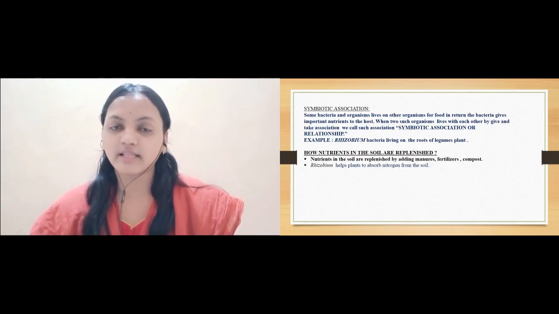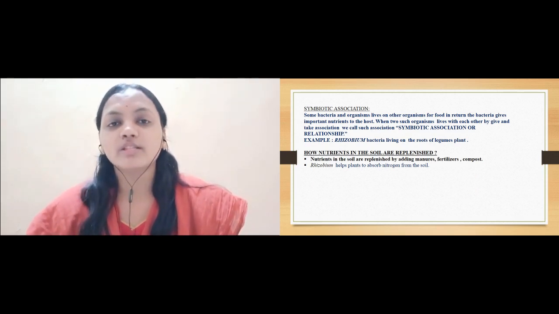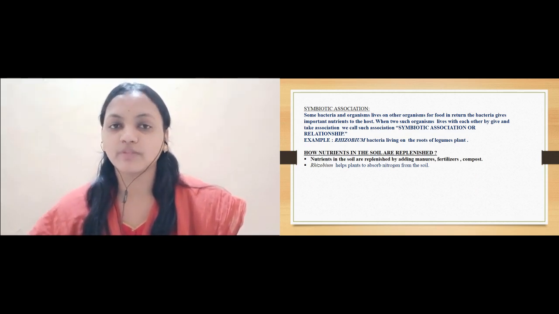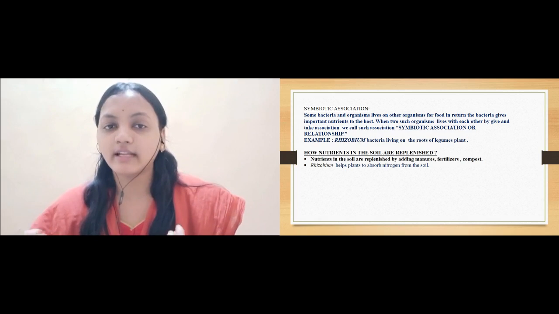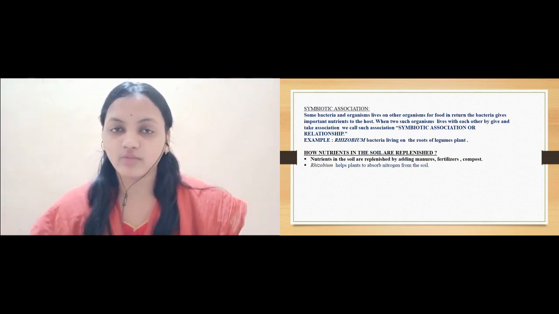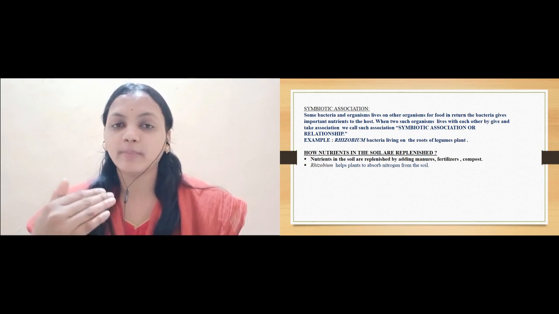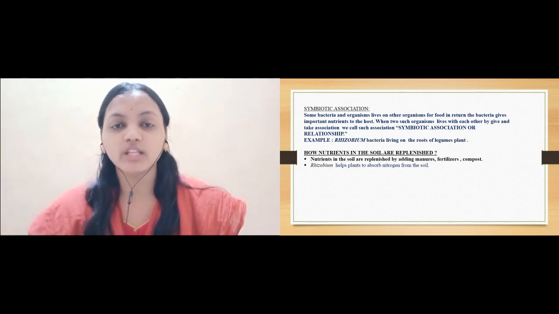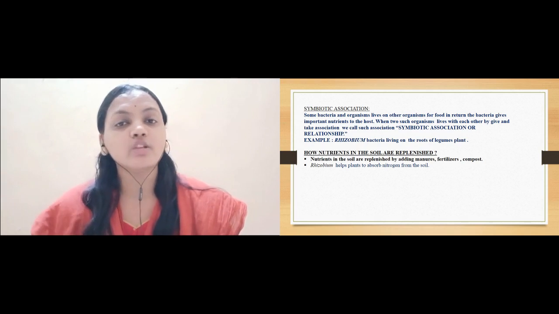Our last part is symbiotic association. What is a symbiotic association or relationship? It is a kind of relationship in which two organisms live with each other in a give and take manner. One such example is the rhizobium bacteria which live on the roots of leguminous plants. In return, the plant gives food material to the rhizobium bacteria, and what does the bacteria give to the plant? It gives nitrogen from the soil.